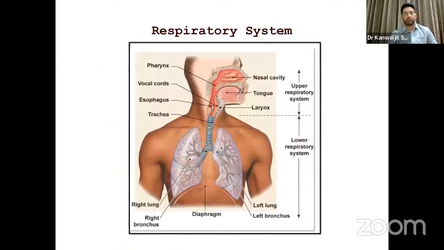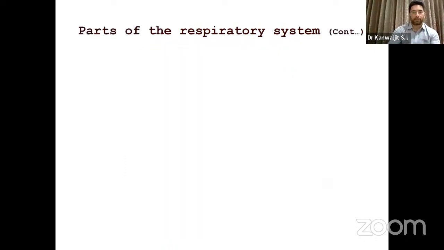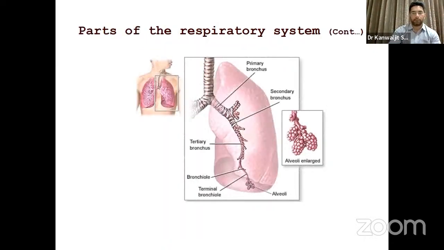So as you already know, this is our respiratory system. It includes the upper respiratory system and it is divided into the lower respiratory system as well. Up to the larynx is the upper respiratory system, which includes nasal cavity, pharynx, vocal cords, and the larynx. Below which starts the trachea and bronchus, and then the primary bronchus, secondary bronchus, and it divides into tertiary bronchus, terminal bronchioles, respiratory bronchioles, and into the alveoli. So these are the parts of the tracheobronchial tree.